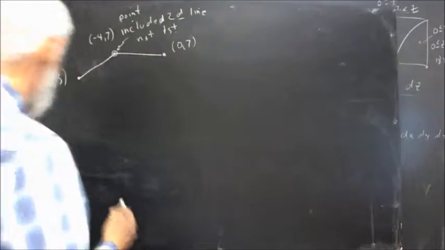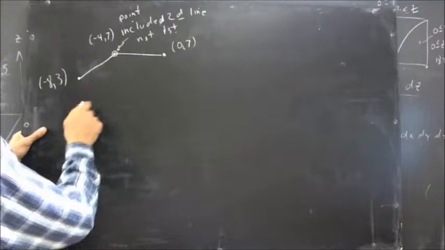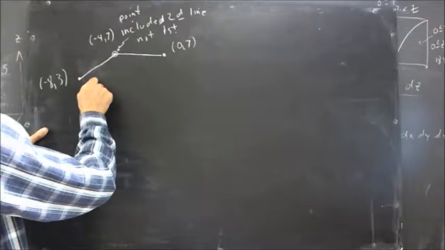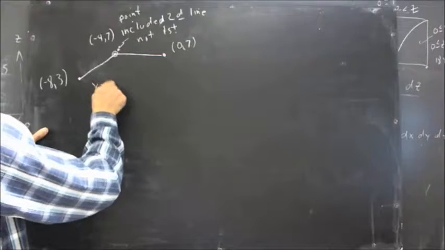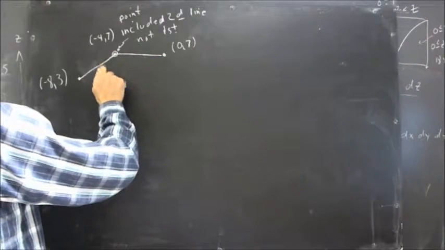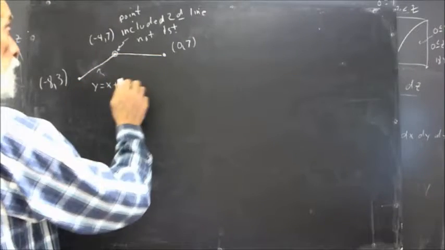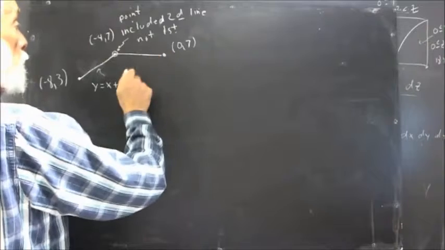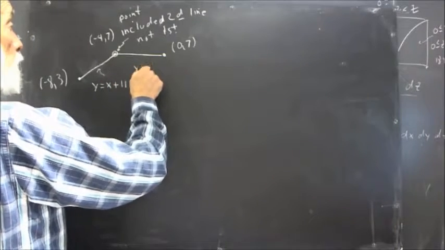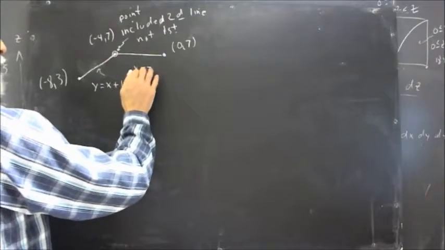Well, I'm not going to go through the details of it, but it's fairly easy to find the equation of this line. I believe this line segment is part of the line y equals x plus 11, for at least the duration of this line. And here it's the line simply y equals 7.